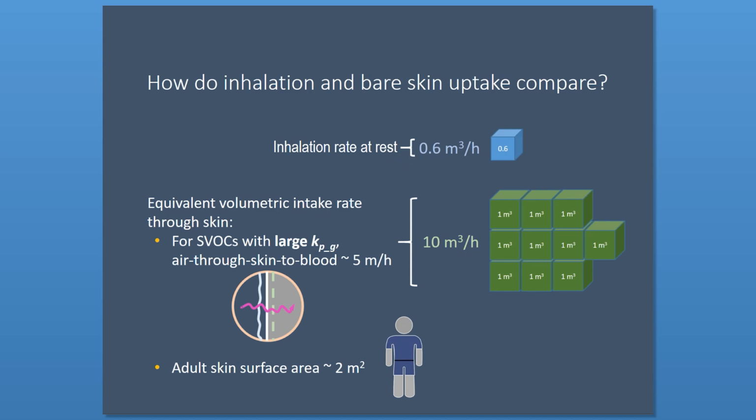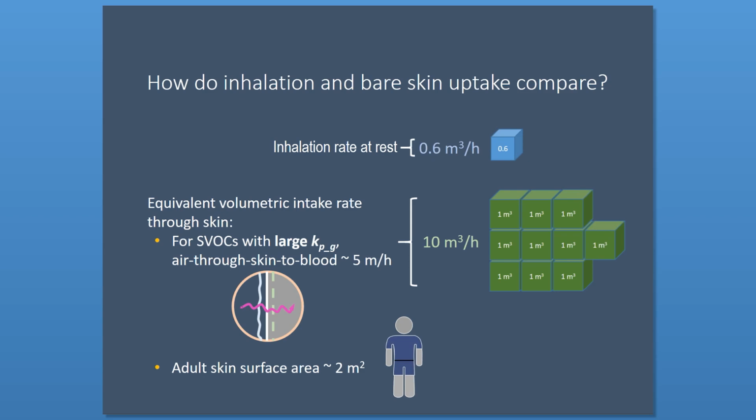Now, this does not mean that air is passing through our skin into our blood, but what it does mean is that the chemicals are passing through our skin into our blood at a rate that's equivalent to 10 cubic meters per hour of breathing effectively. So it's a lot more, and that means that this is a pretty important exposure pathway for these chemicals, or potentially. Let's put it that way.